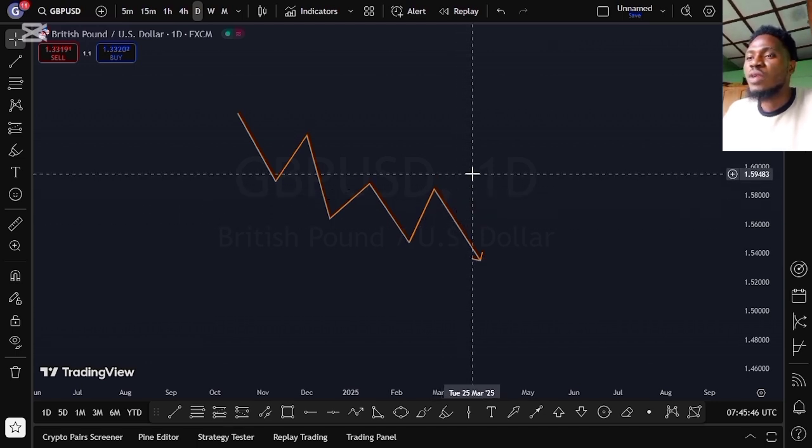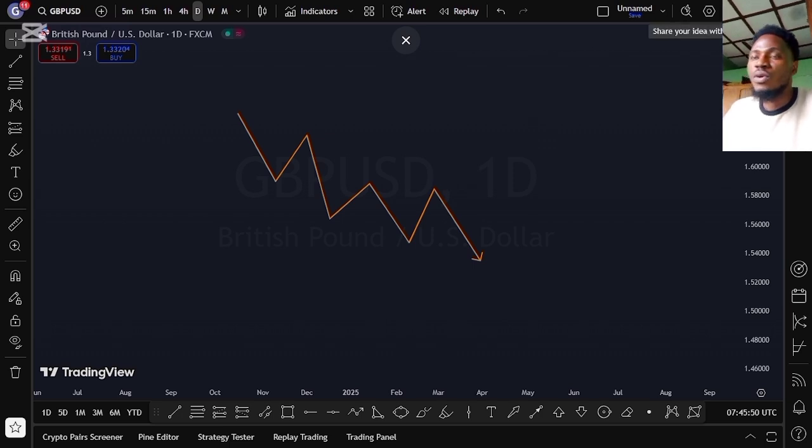So in this case, what are we going to be looking for? Number one, we are going to be looking for minor support and resistance areas so that we mark them out, and that will be our area of interest. Some people call it point of interest. So that's what we're going to be doing.